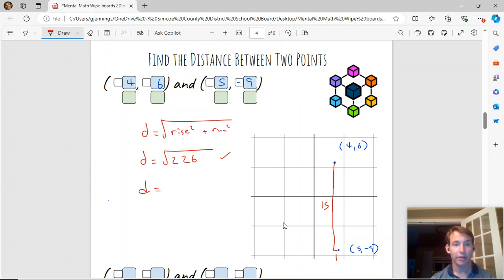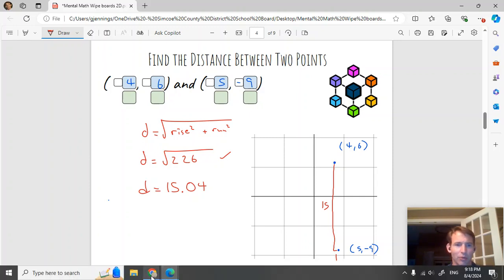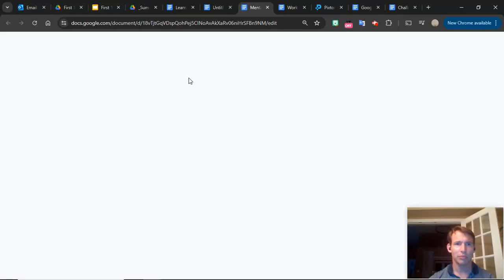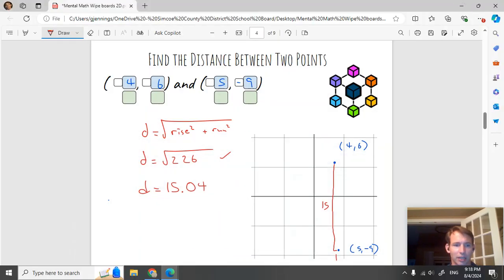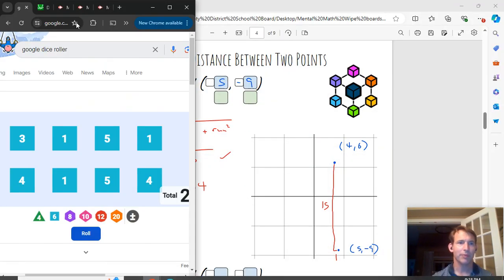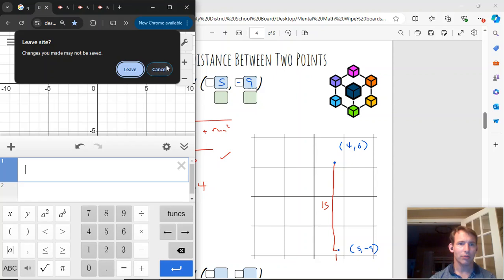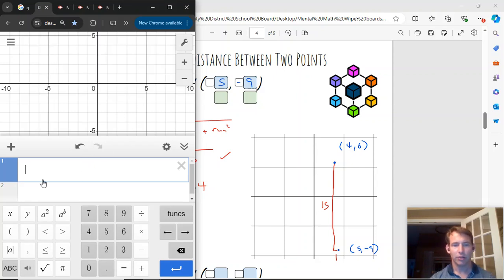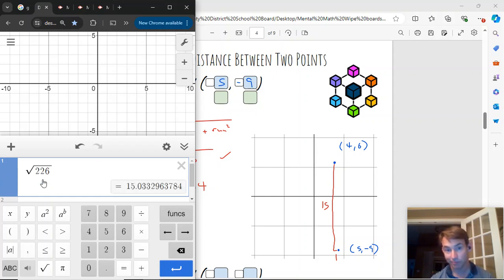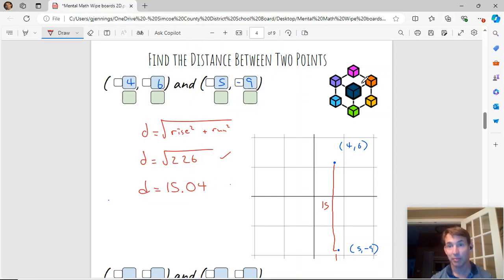So now another layer that you can add is to just estimate. I think this is going to be 15.04. That's my guess. Let's see how close I am. All right, so then we can test and see how close we are in Desmos, which I have open over here. So I have the square root of 226, and it tells me it's 15.03. So my guess is pretty good, but maybe I can build my intuition and guess a little better next time.